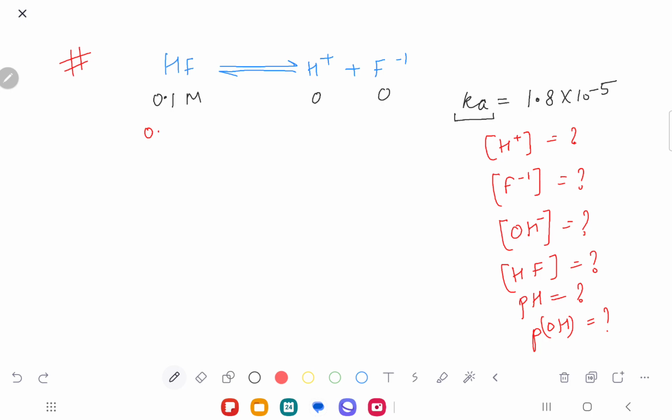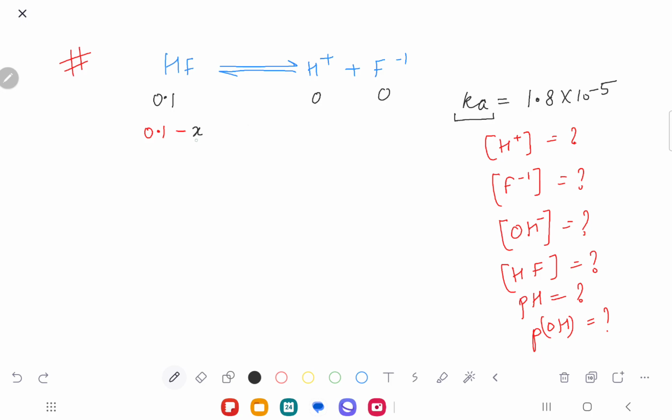So from 0.1 molar minus alpha, H plus would be alpha and F negative would be alpha, isn't it? Because alpha percentage of it is broken down. So my concern here is I will not be taking alpha, I would be taking simply X. So what would X mean?